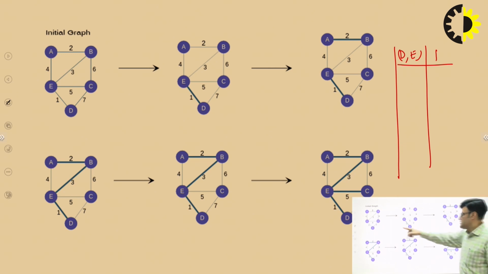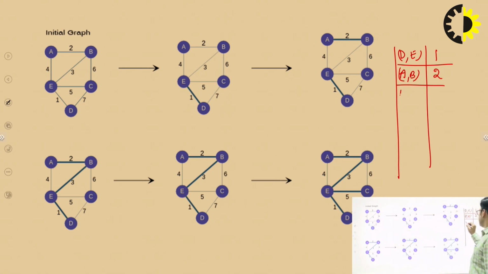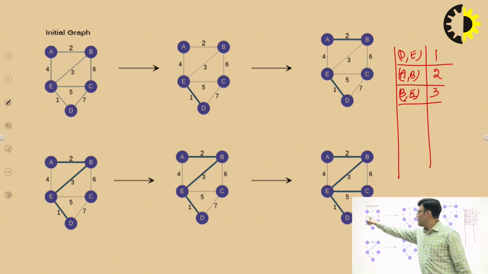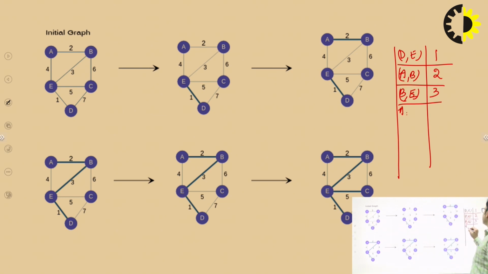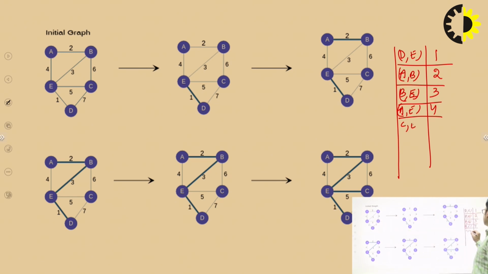Okay. First. Then secondly, A to B. I will consider this edge having weight 2. A to B. Okay. Then this is 3. B, E. In lexicographic order, we will visit B, E. Okay. 3. Now 4. A, E. This weight is 4. Okay. Then 5. C, E. C, E. 5. Okay. Then 6. B to C.